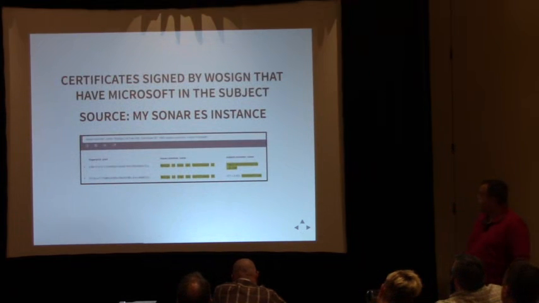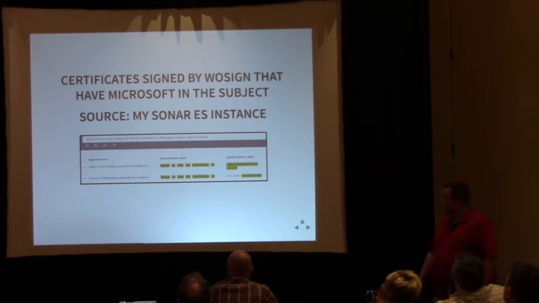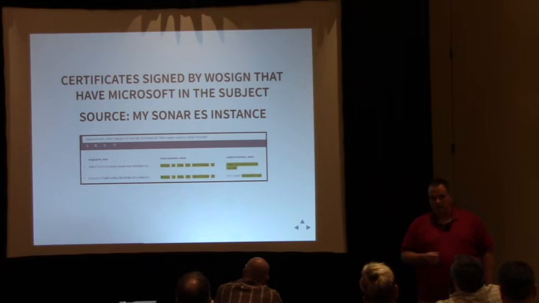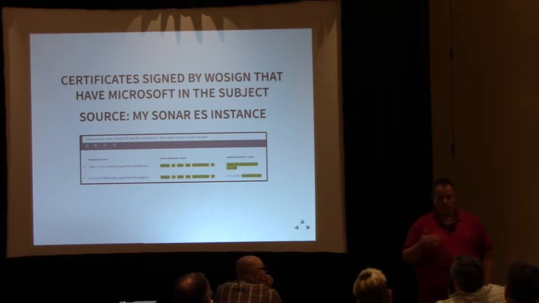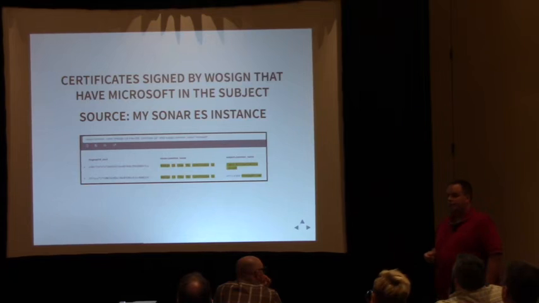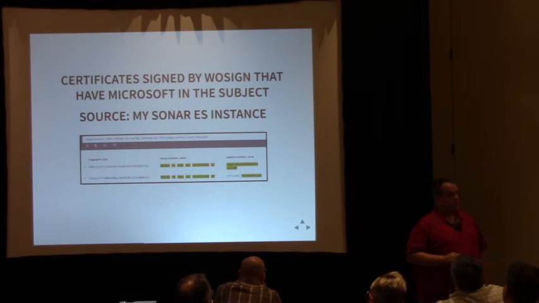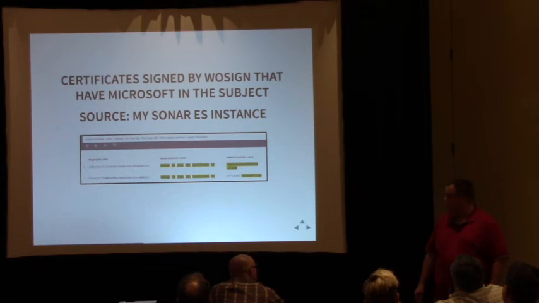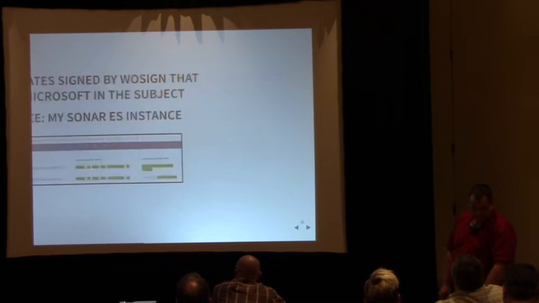And this one's a little harder to see, but this is using my local Sonar data repository. I said, show me anything that was signed by WoSign, which is a Chinese certificate authority that offers free certificates, that had the word Microsoft in the subject. So in this case, there's 2: login-microsoftonline-us.com and office365-microsoft.com. I'm pretty sure the second one has been used in phishing campaigns by a nation state. I'm not positive on that, but I'm pretty sure that was used by a particular person.